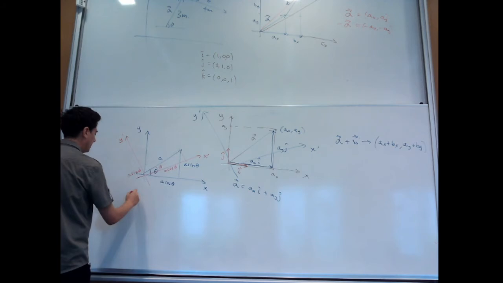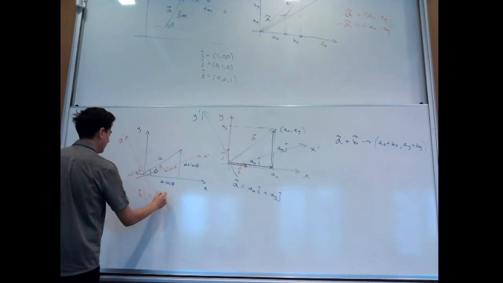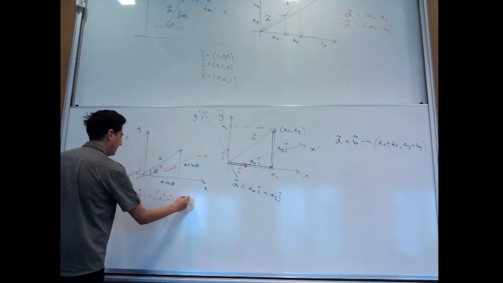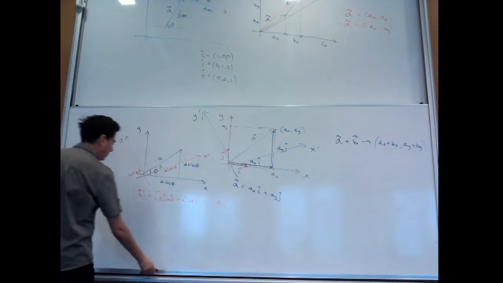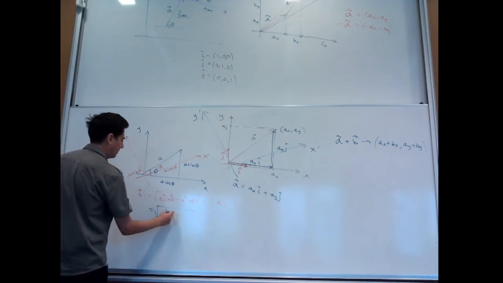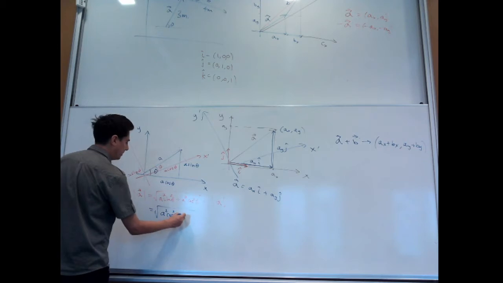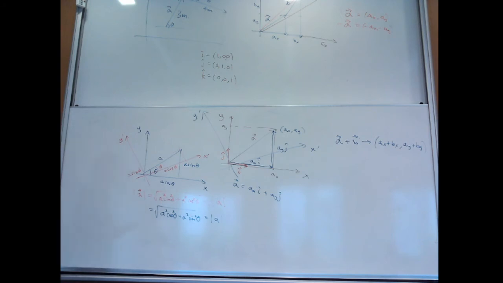In the red coordinates, the length of the vector A will be the square root of A squared sine squared theta plus A squared cosine squared phi. And this is just the magnitude of A. And in the blue coordinates, this same quantity would, of course, be this. And you get the same answer regardless of the fact that these angles are totally different.